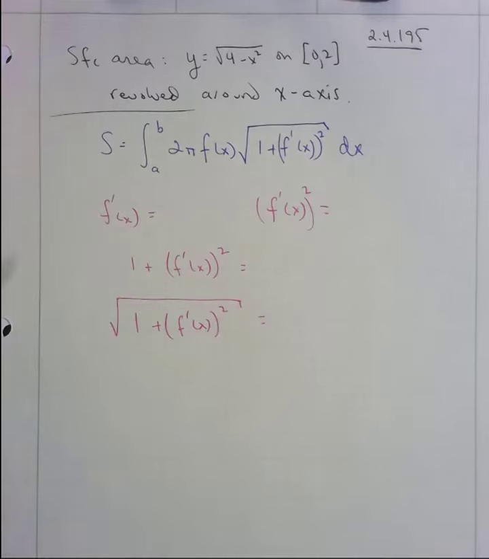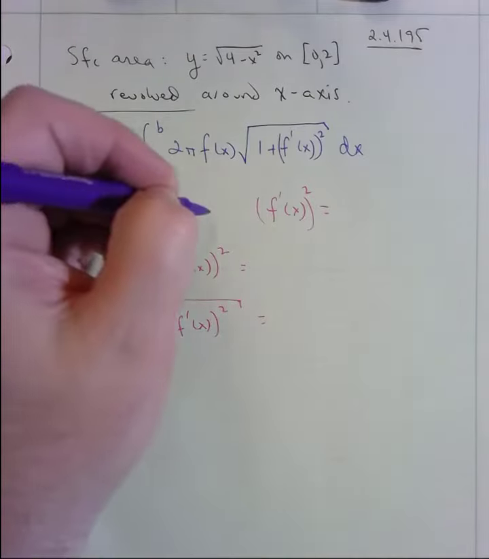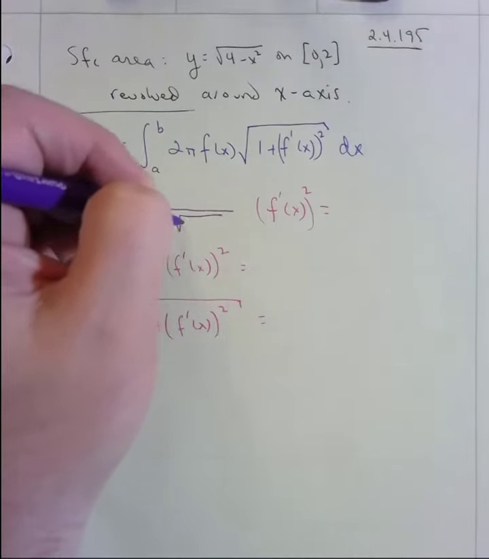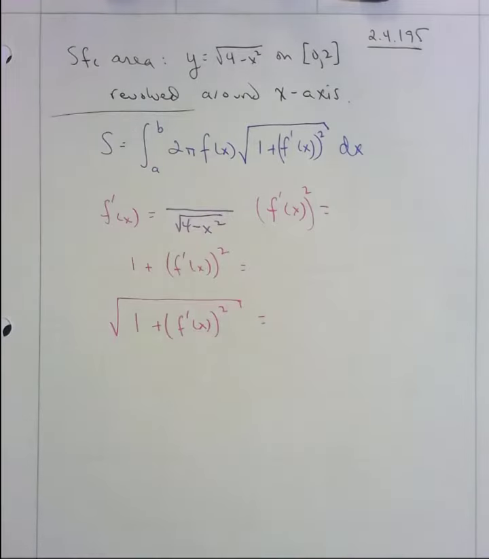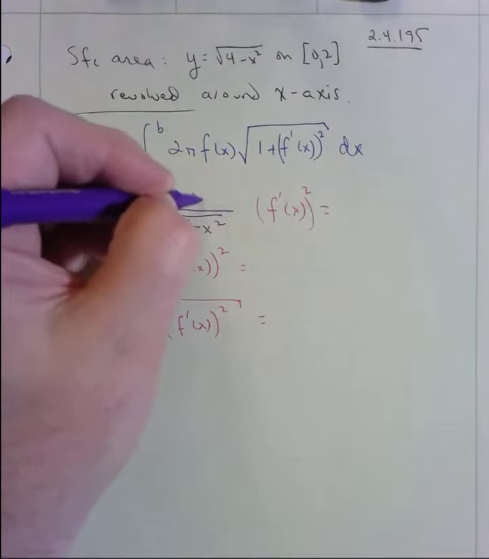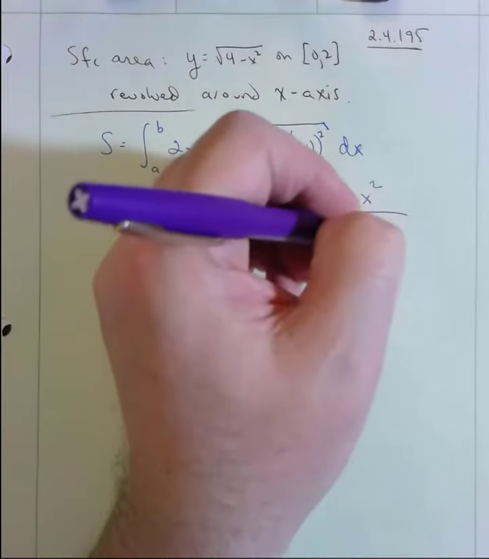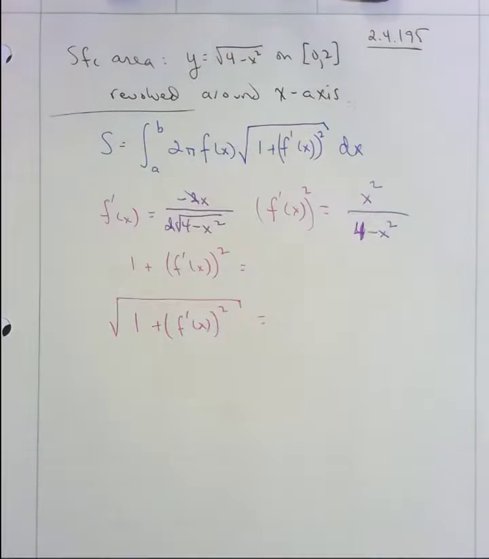For the derivative of our function, this is 4 minus x squared to the 1/2 power, so the derivative will involve 4 minus x squared to the negative 1/2 power, which puts it down there. Then we multiply by the 1/2 from the original exponent, and by the derivative of 4 minus x squared, which is negative 2x, and those negative 2's are going to cancel. If we square that, we just have x squared on the top and 4 minus x squared on the bottom.